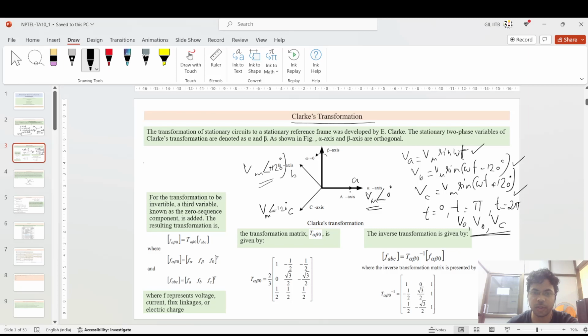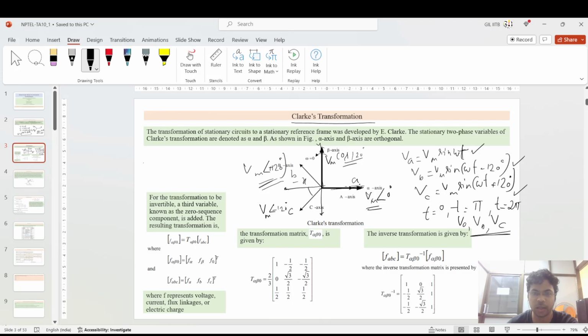If you break it into two components, say this is the x-axis and this is the y-axis, and you break this VM angle 120 degree, what you will get? You will get VM cos of 120 degree, depending upon this angle, with one component on the y-axis and one component on the negative axis, the minus x direction.